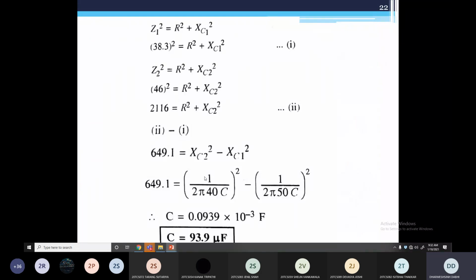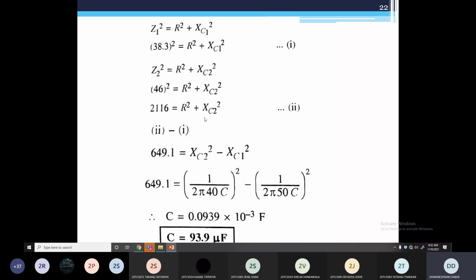So you can see that XC2 is 1 upon 2 pi 40 C whole square, minus XC1 is 1 upon 2 pi 50 C whole square. So from this equation, you can finally derive the value of capacitance C, which is 0.0939 into 10 raised to minus 3 Farad, or you can say 93.9 microfarad, or 93.9 into 10 raised to minus 6 Farad.